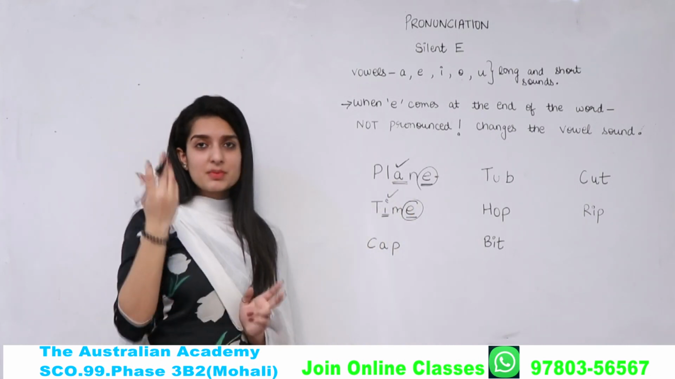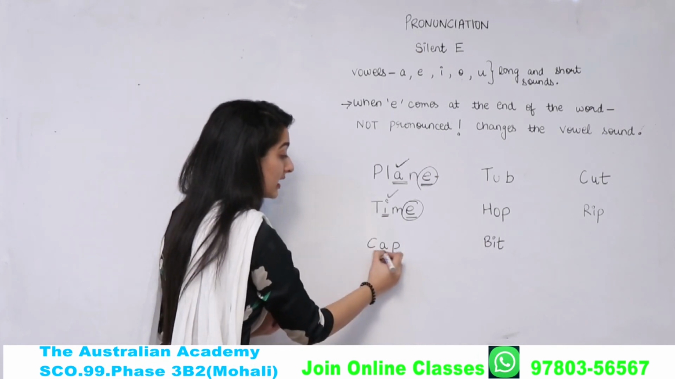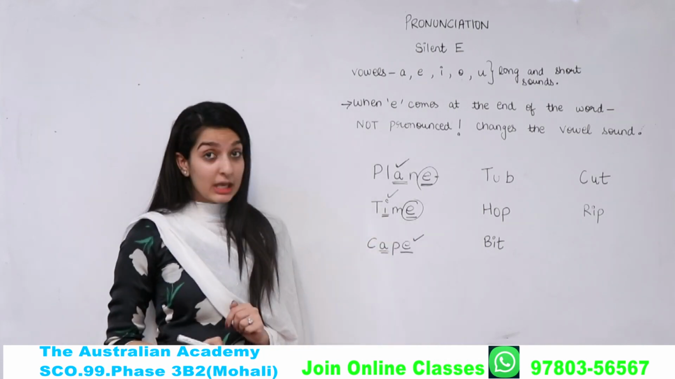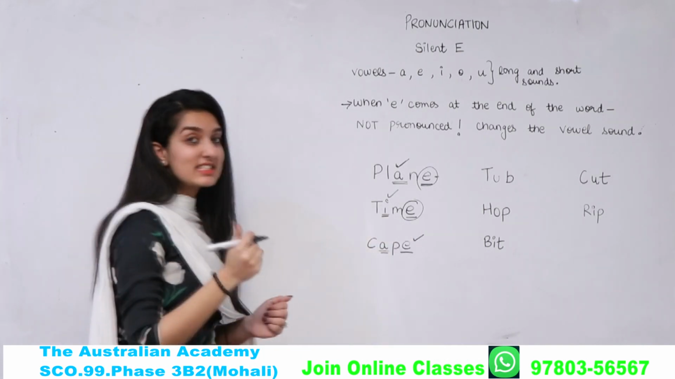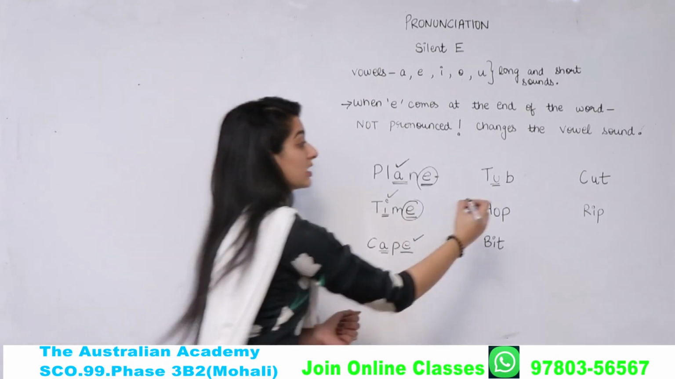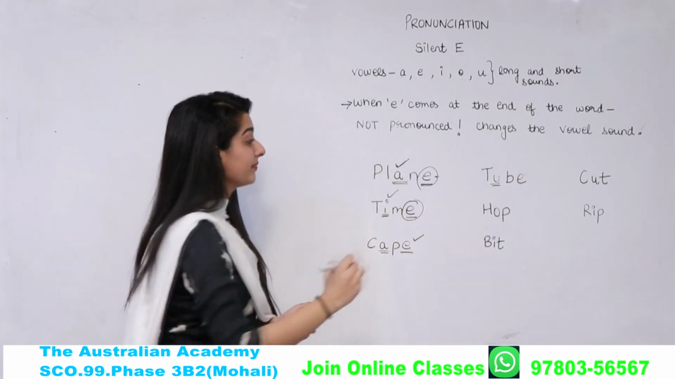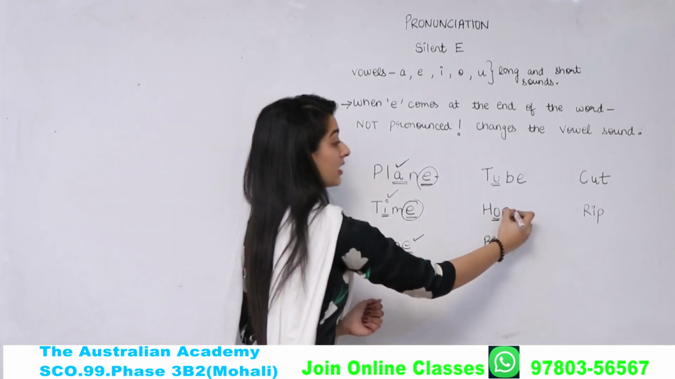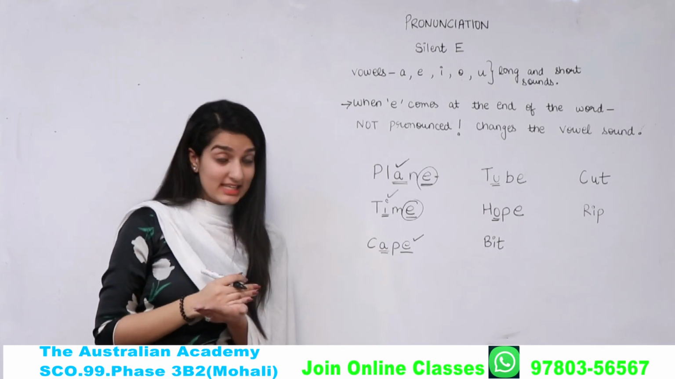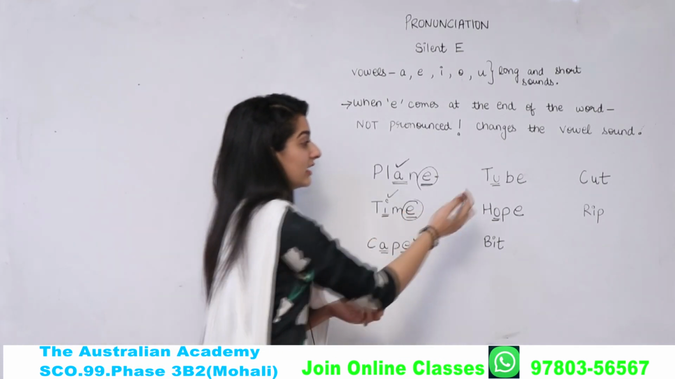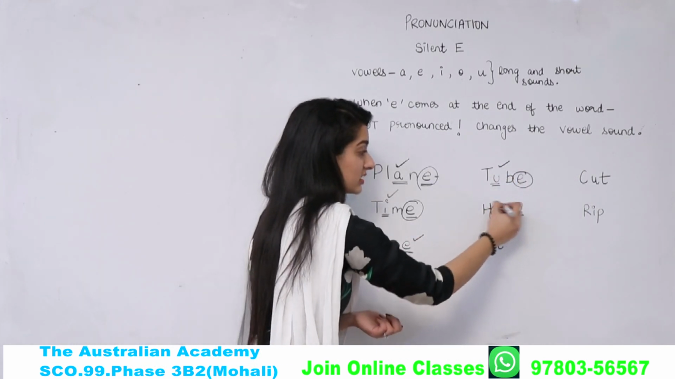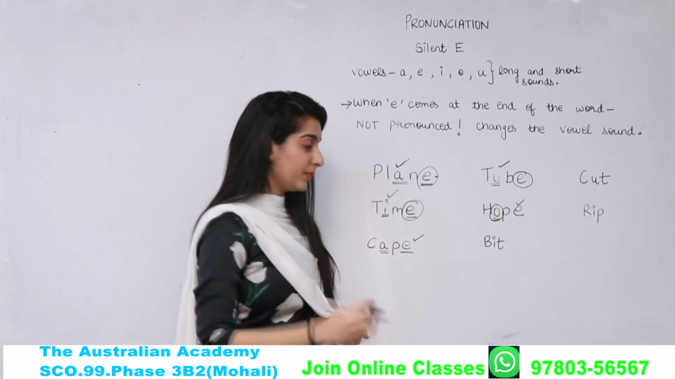Same goes for cap. Cap is a part of the accessory that you wear. Now in this, the vowel is A. When I am going to add E, it becomes cape. Cap and then cape, extended sound of A. Same goes here, tub, tube, hop, hope. In both of these cases, in tub, U was pronounced to a very small degree. When we added E, tube, the U was extended in pronunciation. Same goes for hop, hope.